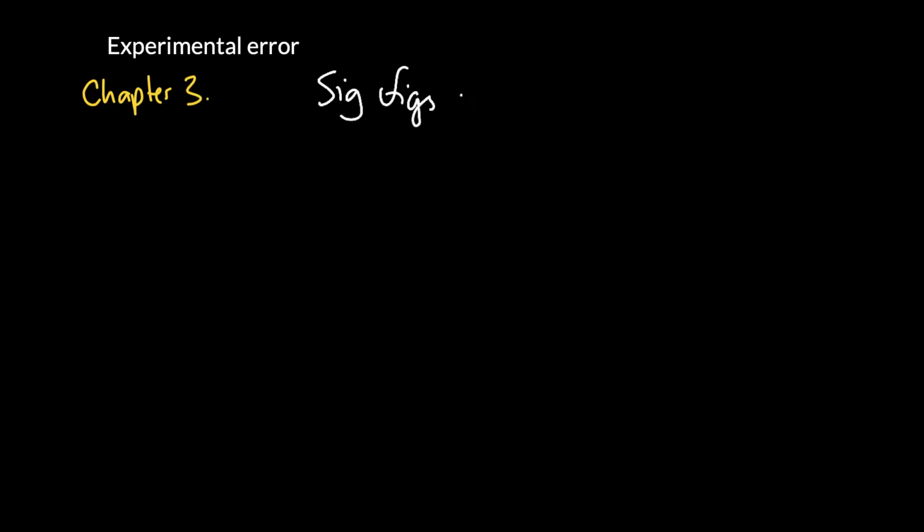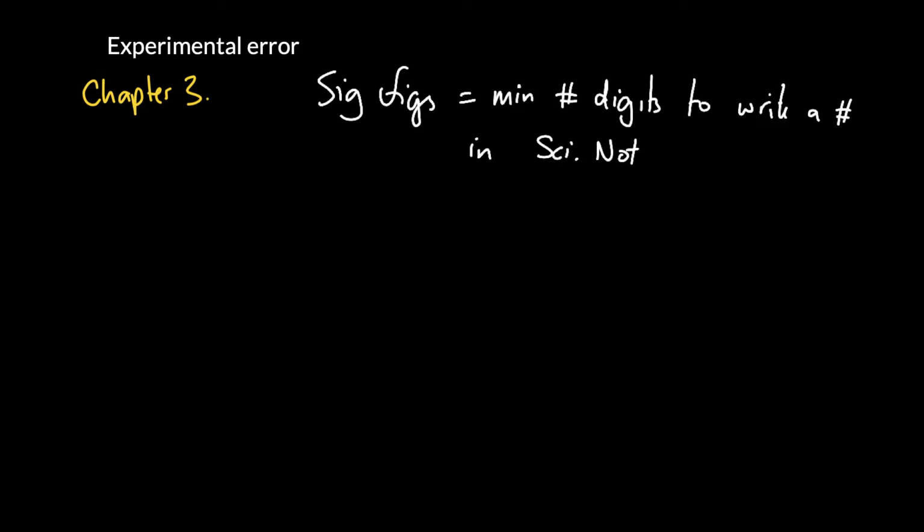It is defined as the minimum number of digits to write a number in scientific notation, and here's the clever bit, without loss of accuracy. And the reason this is clever is as follows.